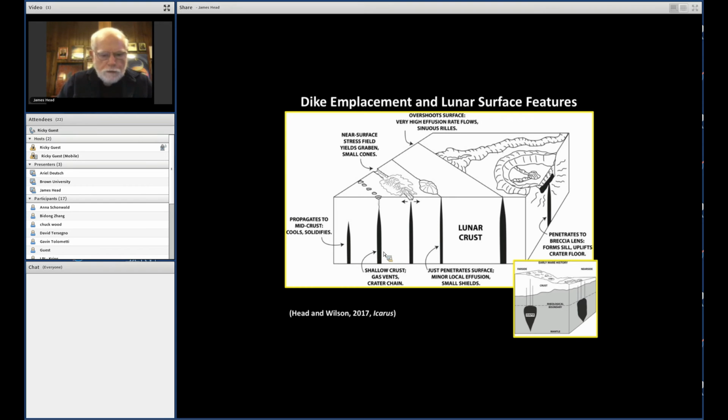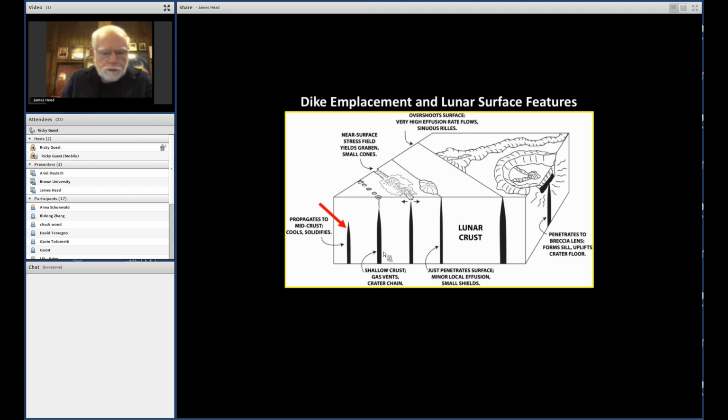And you can see here that, first of all, if we take a look at the left-hand side, there are some dikes that are just going to propagate to the middle crust, and they're not going to get to the surface. They're just going to cool and solidify. So the crust of the moon must have some proportion of the Maury basalt magmas that are essentially dikes that die at heat death, okay? So we have to keep that in mind when we're thinking about crustal densities and gravity data and so on.